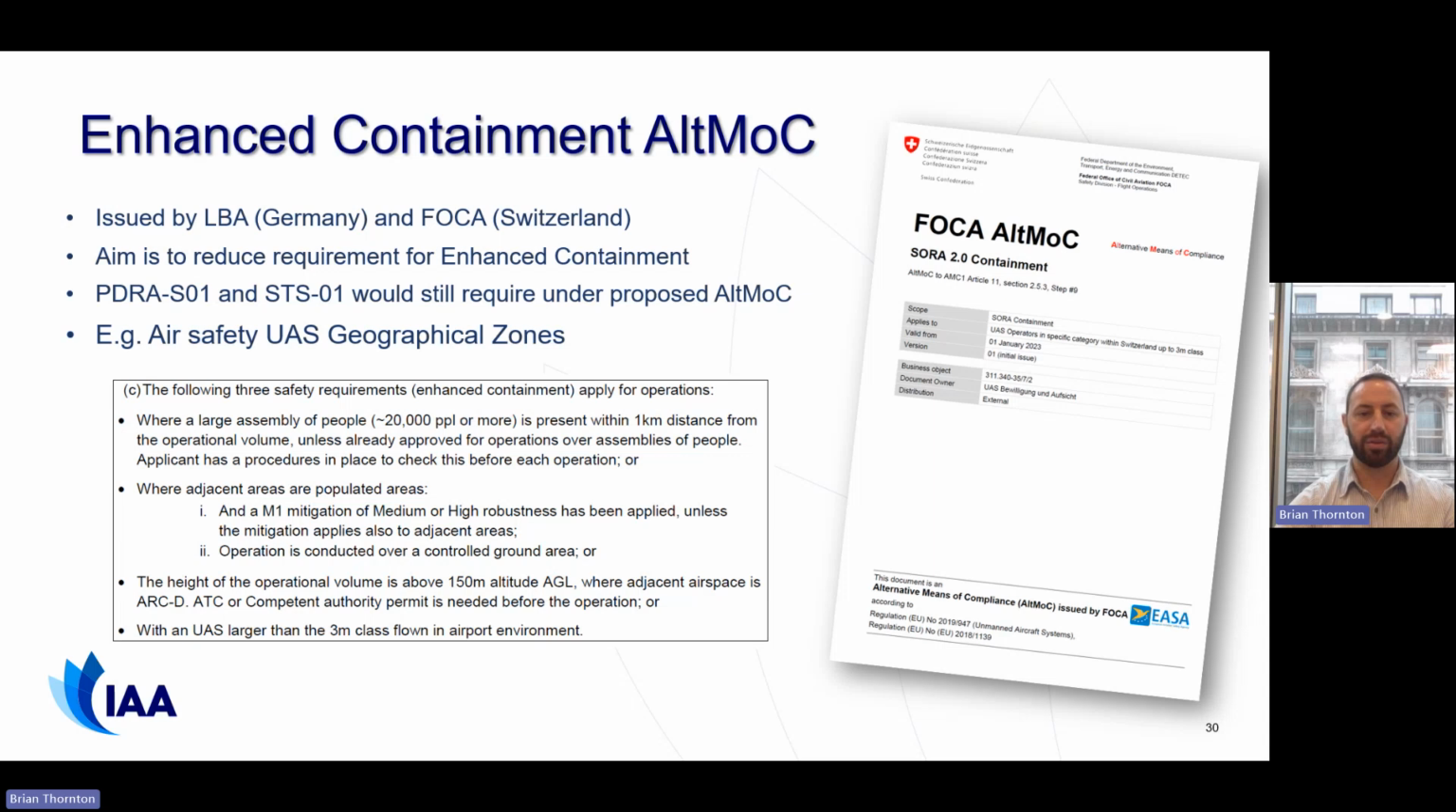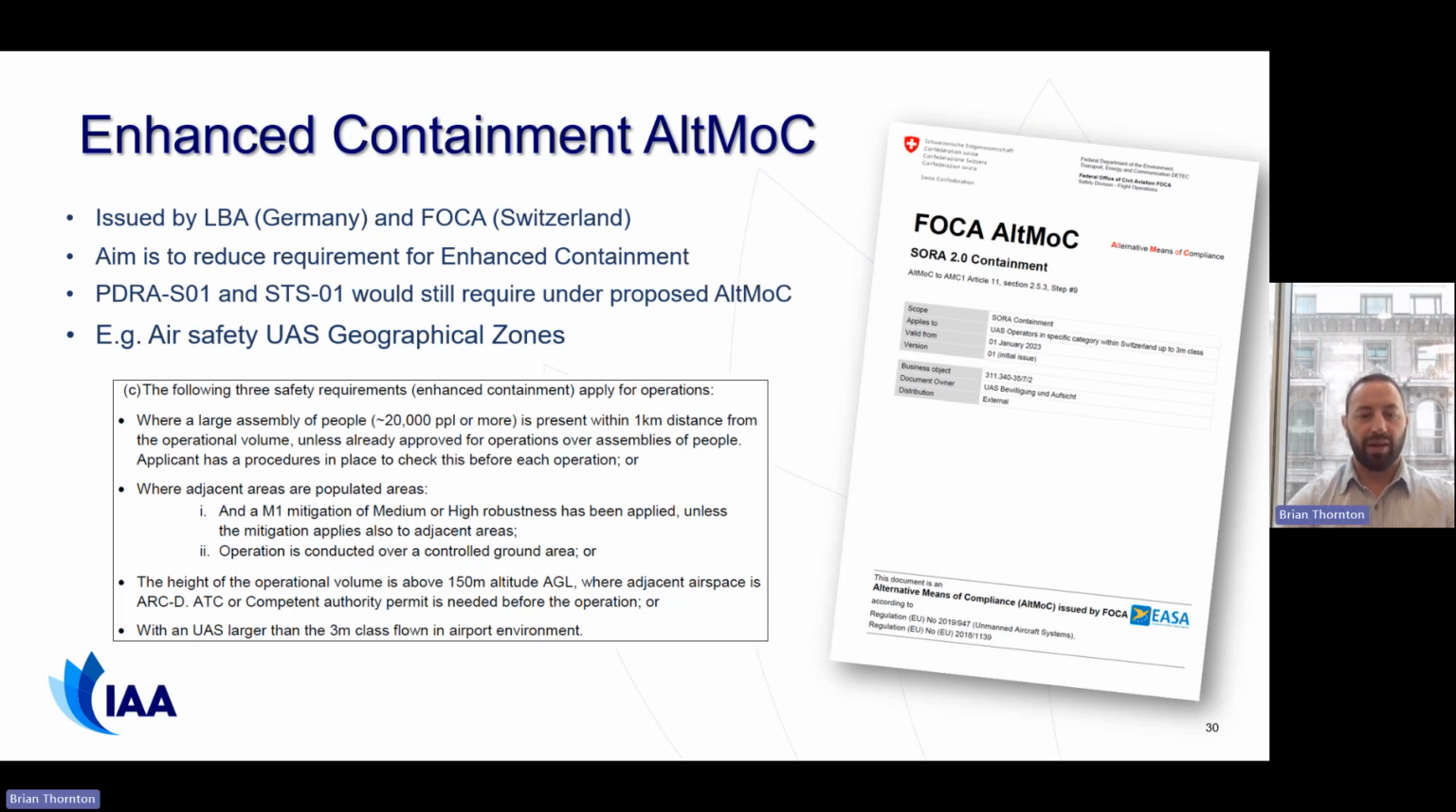PDRA S01 and STS01 would still require the proposed ULTMOC, and air safety and UAS geographical zones would also be considered. Within this ULTMOC, it stated that the following three safety requirements apply for operations. Where a large assembly of people, approximately 20,000, is present within a 1 kilometer distance from the operational volume, unless already approved for operations over assemblies of people, the applicant has procedures in place to check this before the operation. So they define a figure for the adjacent area. They say 20,000 people, the density of people at risk.